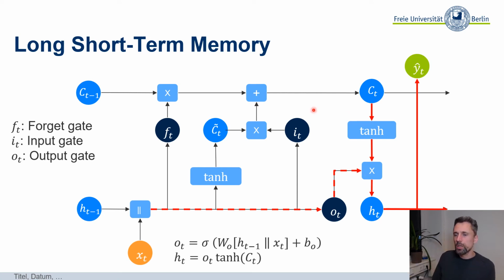So we still keep c_t, which contains this mixture of the actual information and the old information, but we also define how much of this is mixed with our hidden state. Okay, and this is a little more complex function.